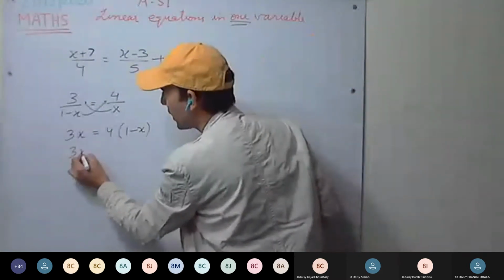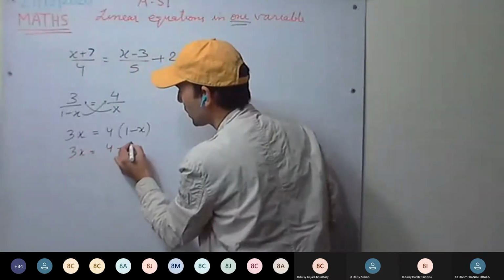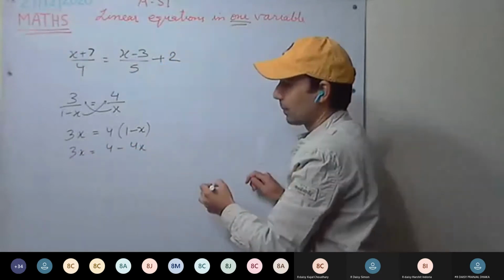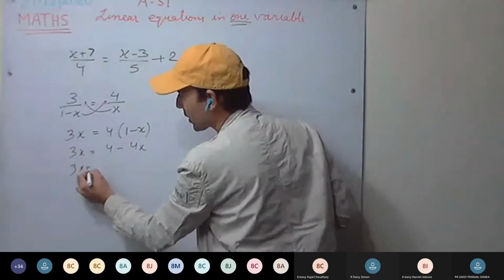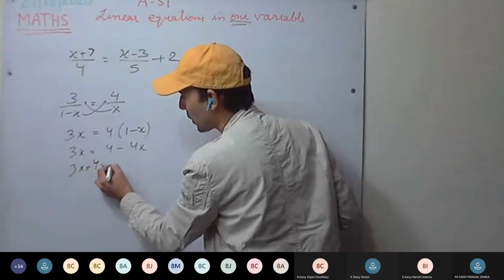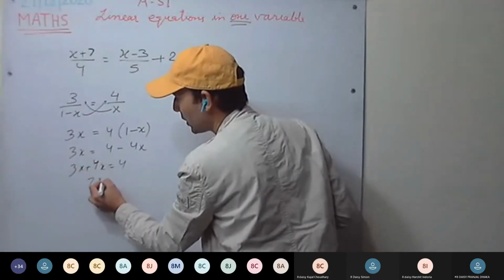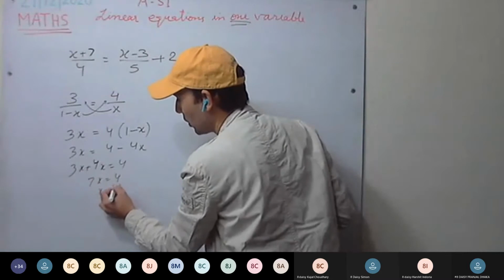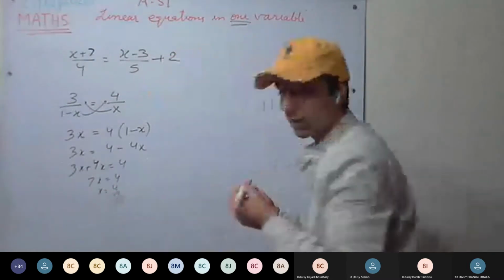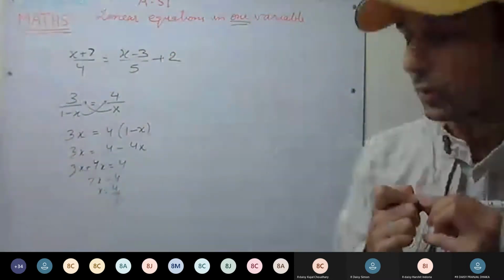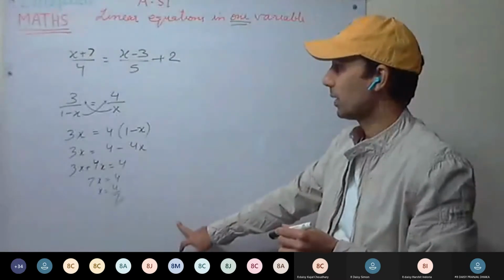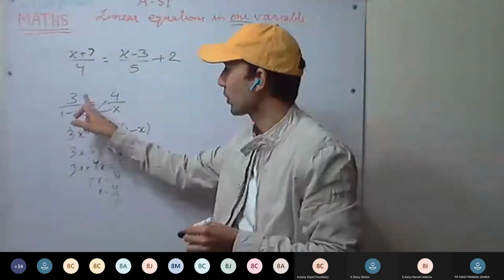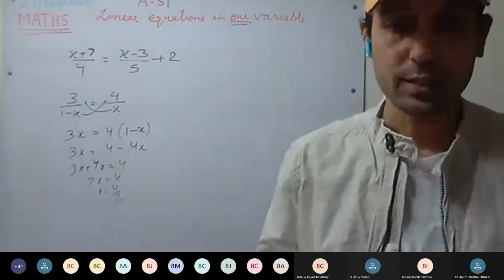Now open the bracket. 3x equal to 4 minus 4x. Take x to that side, the x term. 3x plus 4x equal to 4. It is how much? 7x equal to 4. X equal to 4 upon 7. Is this the answer? 4 upon 7. Understood now? This time, cross multiply.